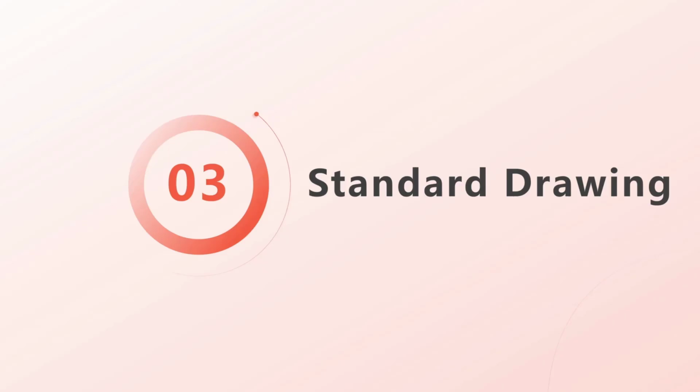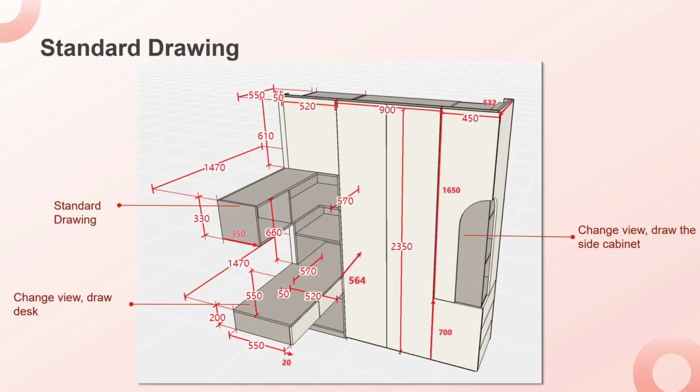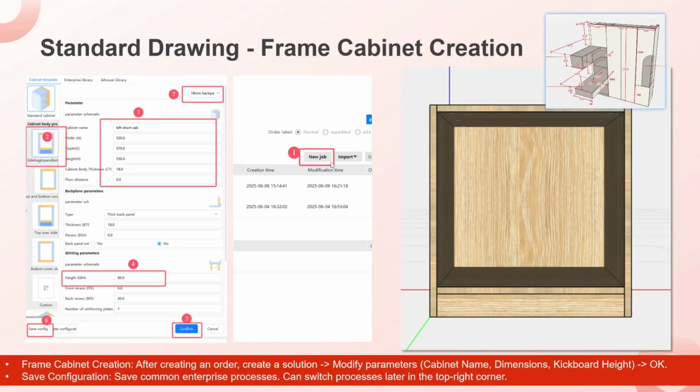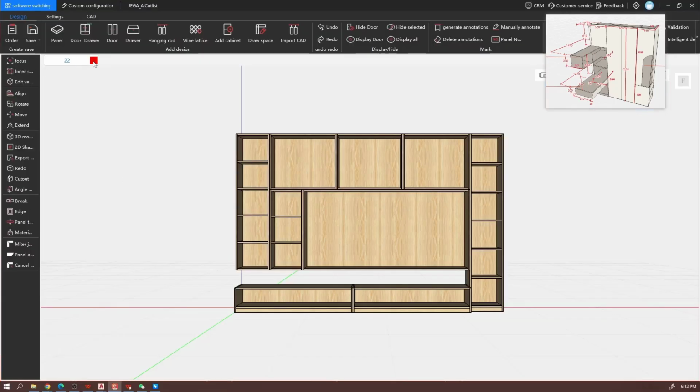Now let's learn the standard drawing in JEGA AiCutlist. Today we are going to draw this kind of cabinet. You can see there are some special shapes and also some corner cabinets. And for this cabinet, some of the cabinets are facing a different view. So we need to use our standard drawing to create all these cabinets in different views. Let's create the cabinet and create a new job for this wardrobe. And let's close this one.